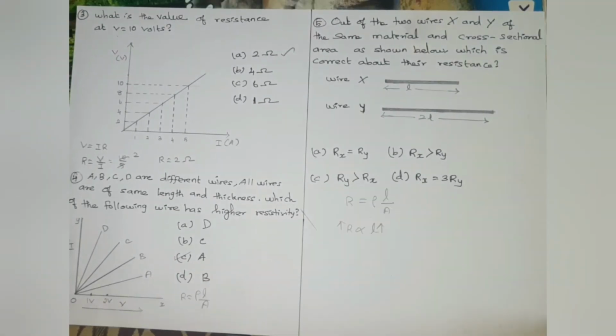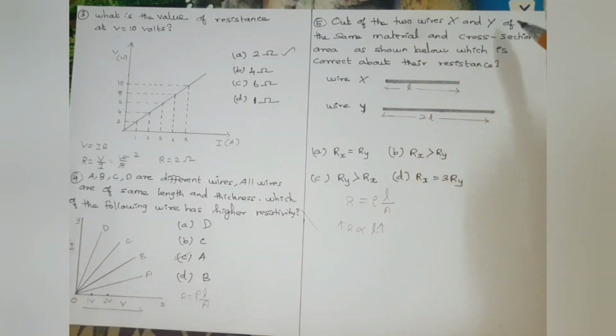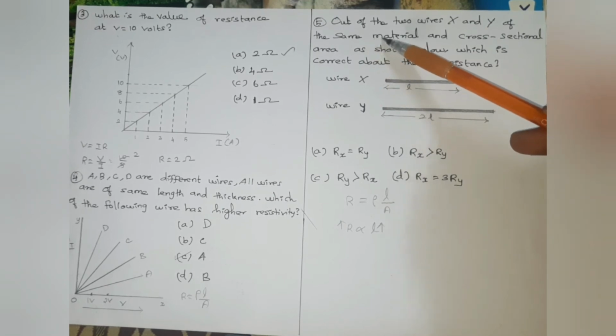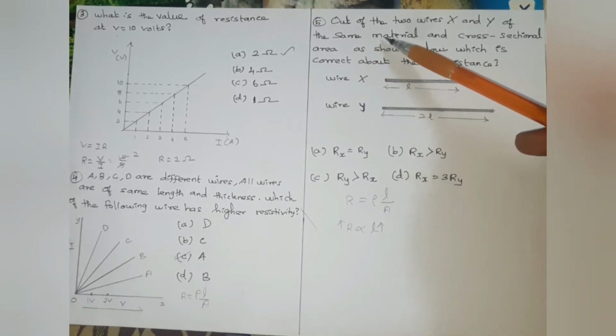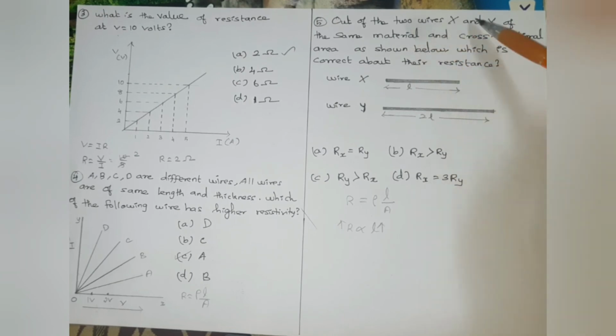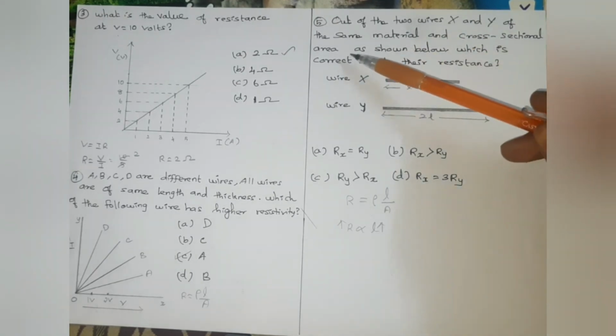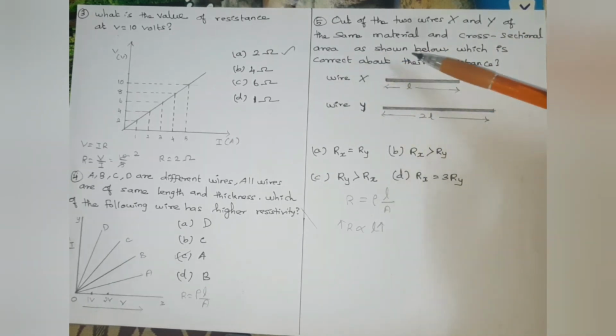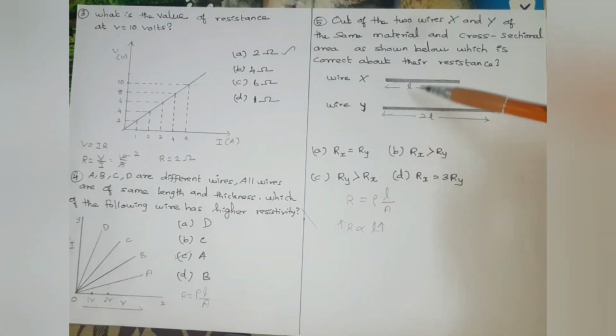Guys, let's move to the last question. Out of the 2 wires X and Y of same material and cross-sectional area, that means guys, here they are given the same material, that means the resistivity value, rho value will be the same between the 2 wires X and Y, and cross-sectional area is also the same, that means the A value is also constant between these 2 wires, right? So then which is correct about the resistance, right? So here the picturization of X and Y wires has been given. By looking at it itself we can analyze that X has a smaller length and Y has the higher length, right?